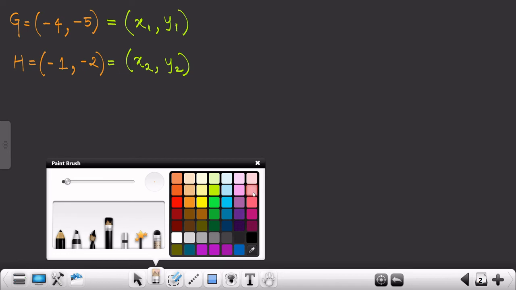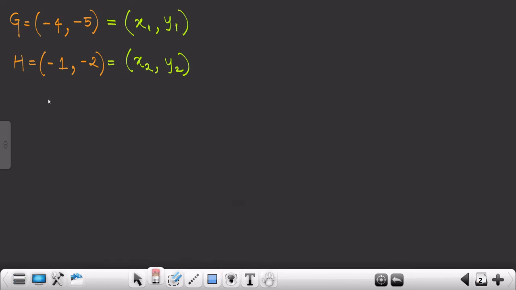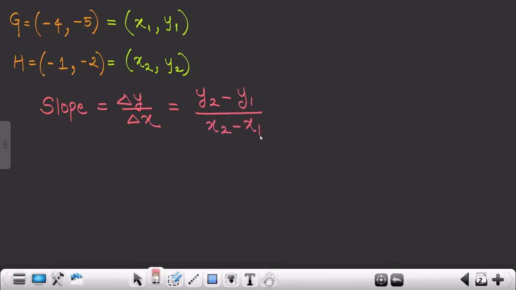So we know the slope can be written as, just a second, let me use some vibrant color. We know that the slope of any line is given as del y upon del x, which is equivalent to (y2 minus y1) upon (x2 minus x1). Here y2 is minus 2 minus, what is y1? y1 is minus 5, so you should write this in brackets, (-5), divided by x2, which is minus 1, minus x1, which is minus 4.